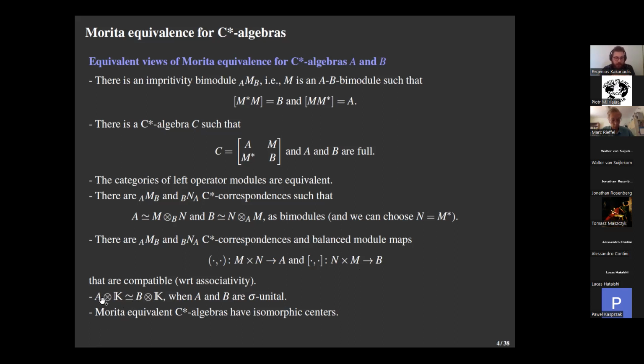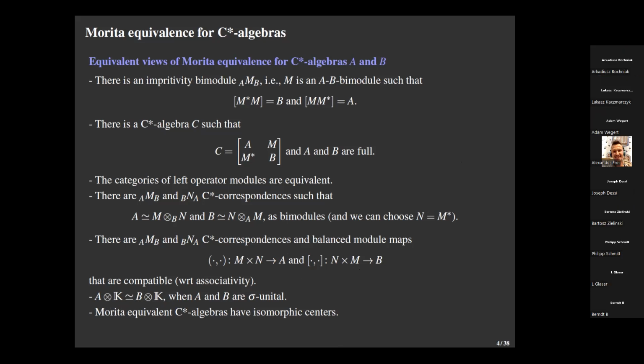Okay, and I will be referring to the minimal tensor product of A with K as the stabilization of A, and respectively the stabilization of B. And again, Morita equivalence in this setting extends isomorphism for commutative C-star algebras. In fact, you can show that Morita equivalence gives you isomorphic centers.